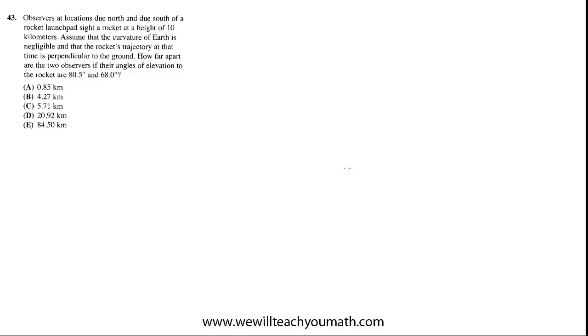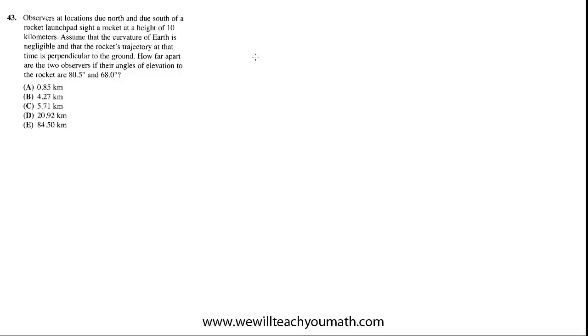43. Observers at locations due north and due south of a rocket launch pad sight a rocket at a height of 10 kilometers. Assuming that the curvature of the Earth is negligible and the rocket's trajectory at that time is perpendicular to the ground, how far apart are the two observers if their angles of elevation to the rocket are 80.5 and 68? A lot of information here. Let's pick out what we need and draw a picture.